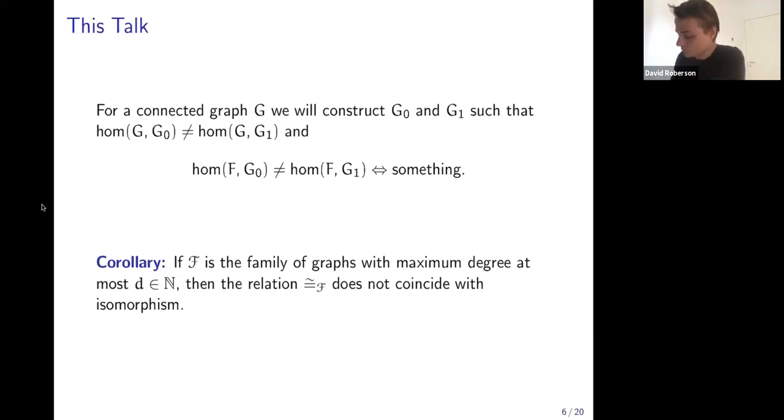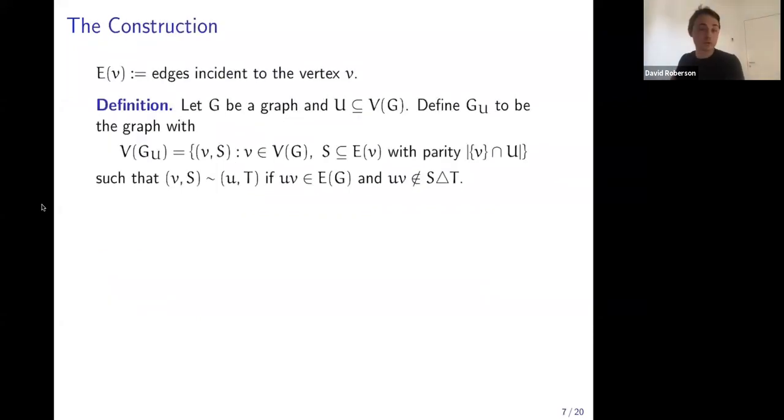Okay, so let's go ahead with the construction. How are we going to do it? I think it's a pretty nice construction. This is just some notation: I'll use E of V to denote the set of edges that are incident to the vertex V. So we take some graph G.